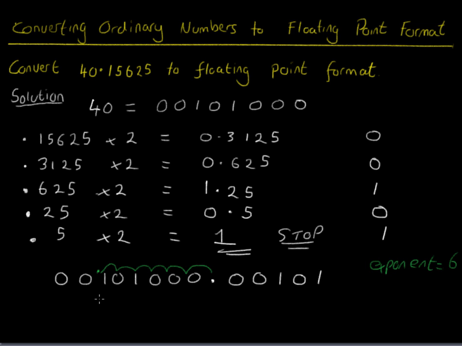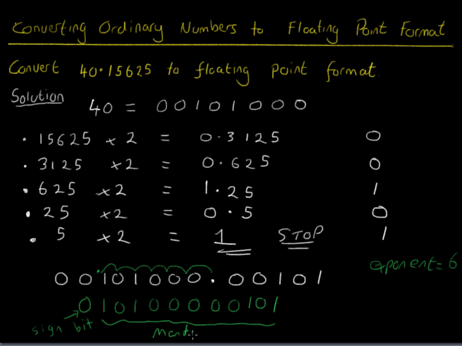So my normalized number when I finish this, I'm going to be left with this: 0, 1, 0, 1, 0, 0, 0, 0, 0, 1, 0, 1. That'll be my mantissa. Remember that the first digit there is my sign bit. Right? This is all part of my mantissa. Okay, let's label that mantissa.